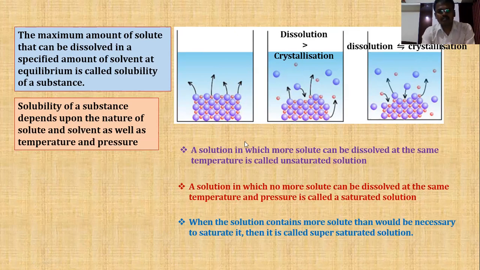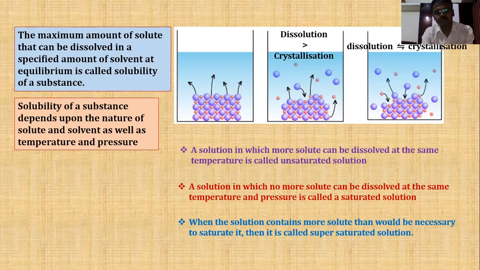Based on solubility, we have saturated solution, unsaturated solution, and supersaturated solution. And you should understand the meanings of all this. The solution in which more solute can be dissolved at the same temperature is known as unsaturated solution. Right? If you are dissolving salt after heating, that is not a saturated solution. Right? You take a beaker, add salt, salt dissolves. Add some more salt, salt dissolves. That is unsaturated solution.